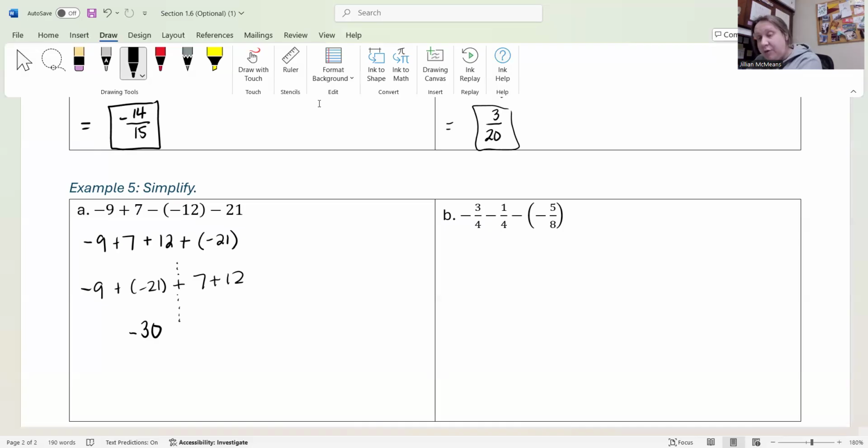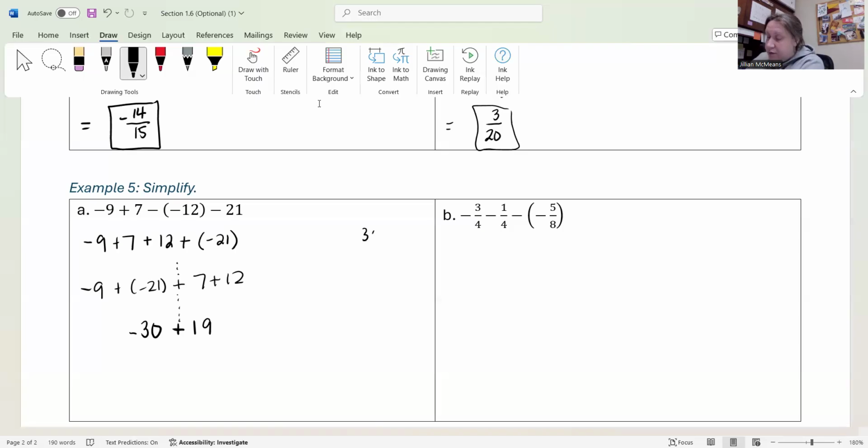Now for the other half, we had +7 plus +12. Adding the same sign, we just add. 7 and 12 is 19. So I have -30 plus 19. Now I'm adding two numbers that have different signs. This is where we subtract. So I want to take the absolute values and subtract them.